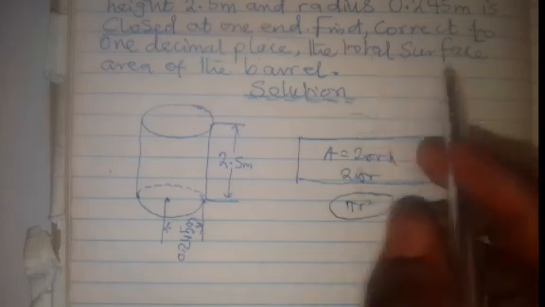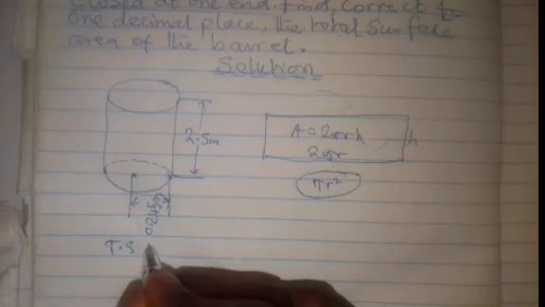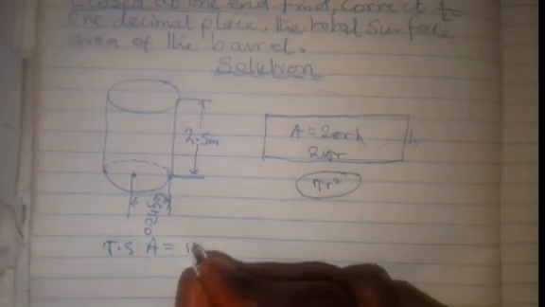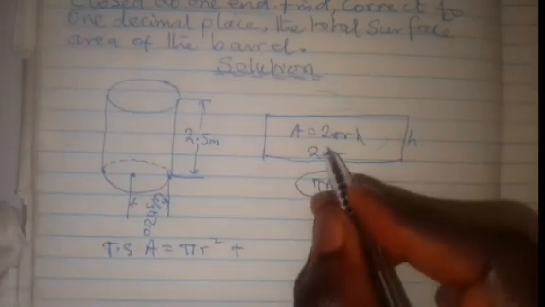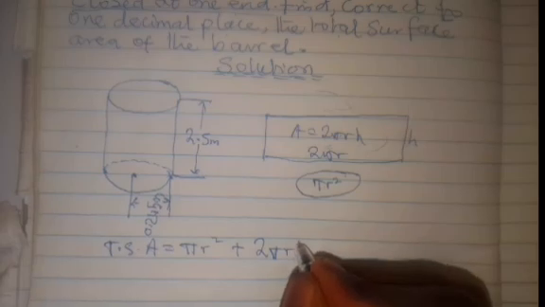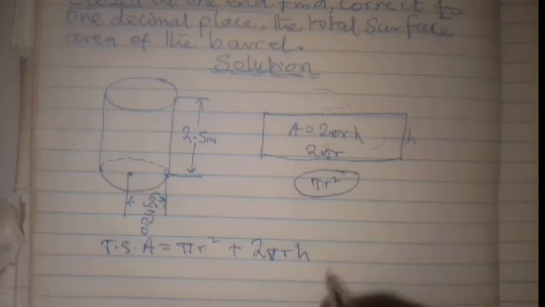Don't forget the total surface area, okay, with one end closed. Now for us to get the total surface area, we use the formula of pi r squared, then plus 2 pi r h. Now I'm not going to use factorization to solve this problem. All I have to do here is to solve them part by part.